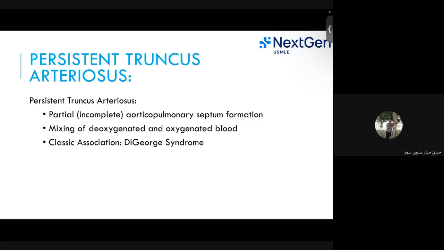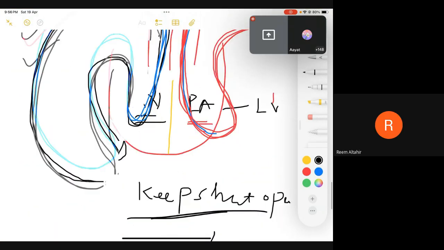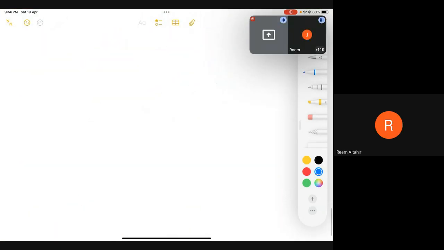It's also associated with DiGeorge syndrome. Can anyone tell me something about DiGeorge syndrome? Have you ever heard this term? Failure of the third and fourth pharyngeal pouch due to a 22q11 defect. Perfect. 22q11 gene deletion. So what would happen as a result of that?